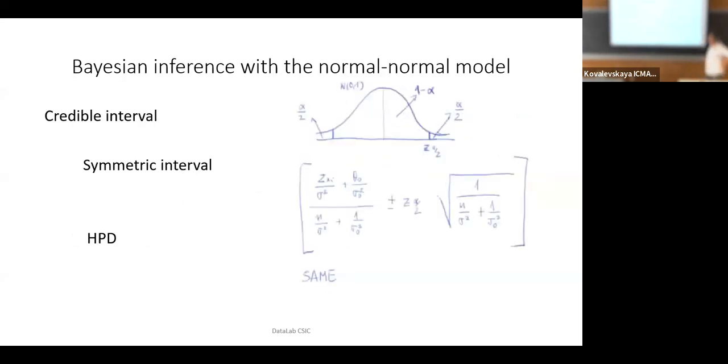Okay, in Bayesian inference, we could summarize the posterior with an interval, and we call it credible intervals or posterior probability intervals, right? And as we discussed, we could use symmetric intervals or high posterior density regions, but in this case, they coincide, right?